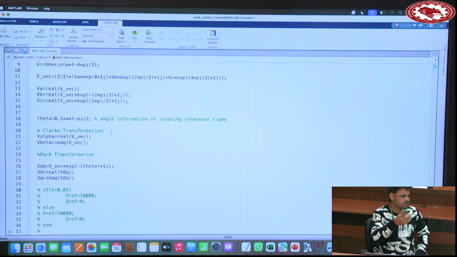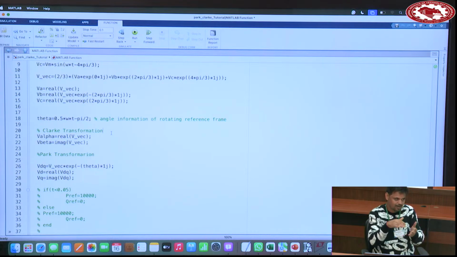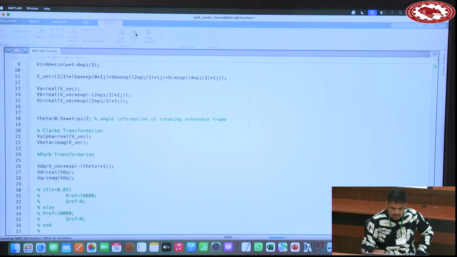Now actually the signal is rotating at 50 hertz and my reference frame is rotating at 25 hertz. So what do you think? The signal in DQ, will that be DC or AC? AC, very good. AC means what frequency should they have? 25, because you are rotating at 25, correct? So as of now you are getting constant. Now you should see AC quantities.